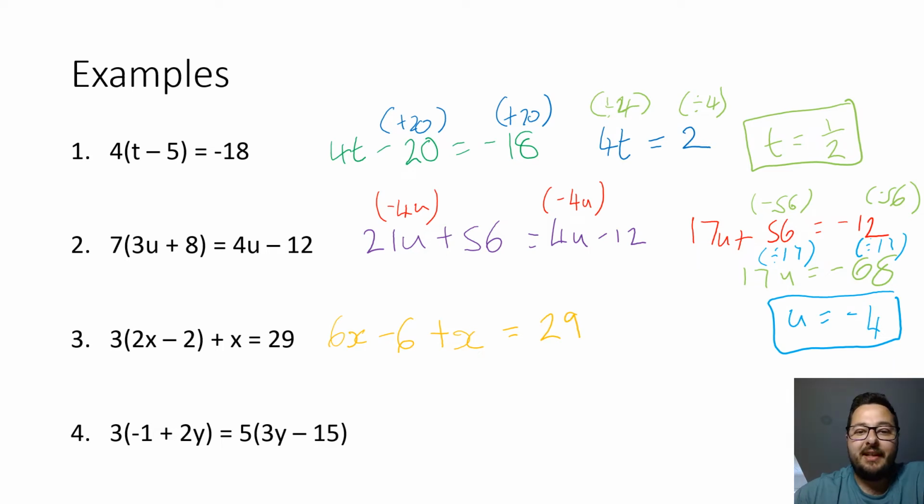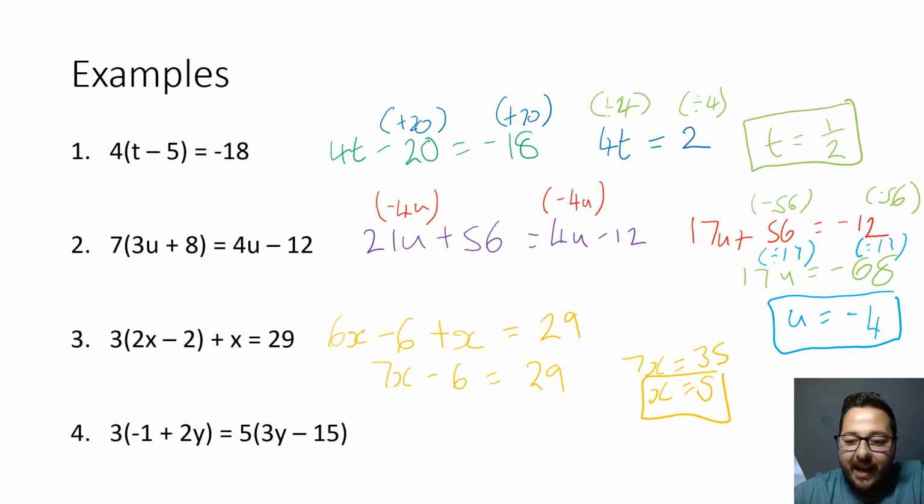Then we just need to collect like terms a bit. So we've got 6x here, and then we've got another x. So this is 7x minus 6 equals 29. Then we want to add the 6. So we end up with 7x equals 35. And then divide by 7, x is 5.